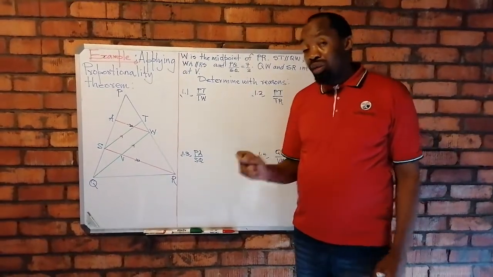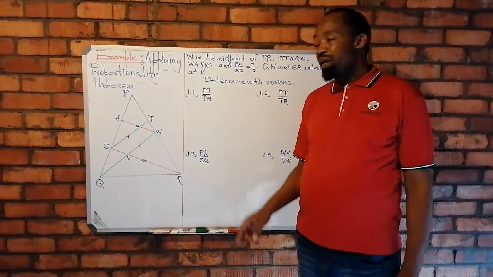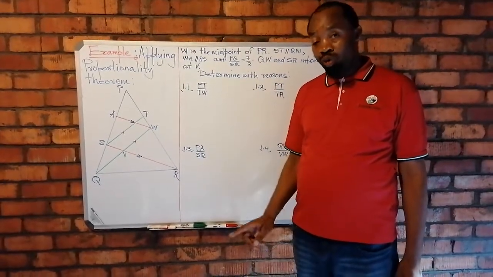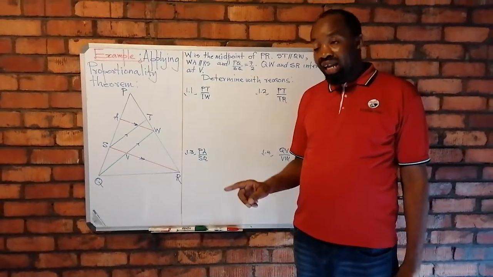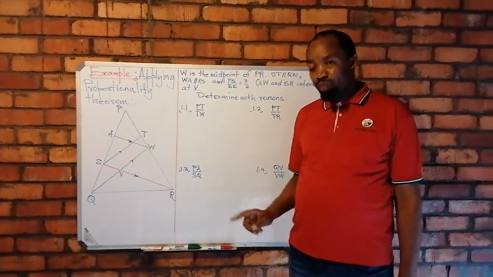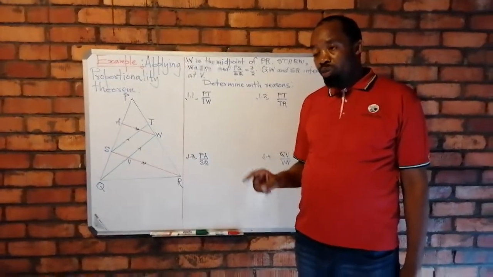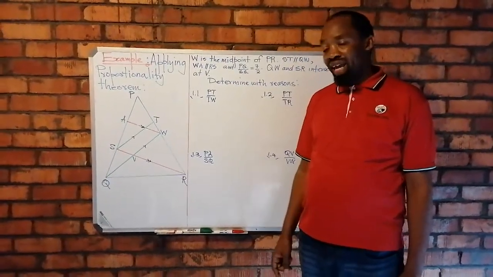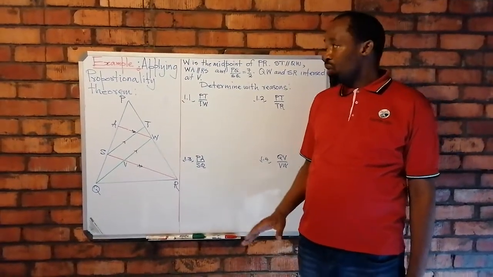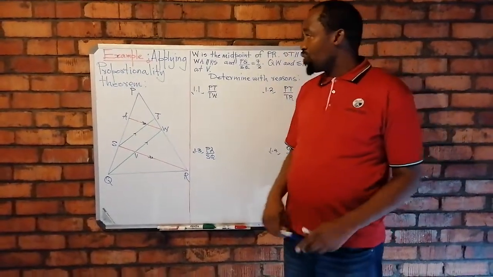Now, let me state the theorem again. The theorem states that if a line is drawn parallel to one side of the triangle, that line divides the other two sides in the same proportion. That is very important. A line drawn parallel to one side of the triangle divides the other two sides in the same proportion. Now, let's get to apply this beautiful theorem. Application of it.